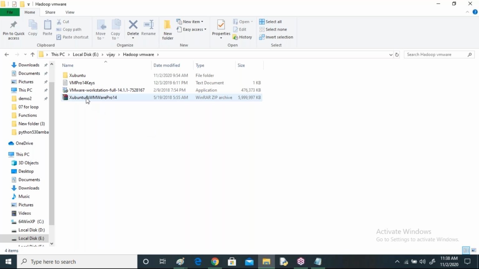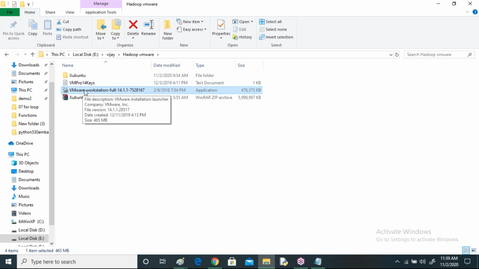Here I'm going to forward you this rar file and these keys, the VMware Pro keys. It will be about 5.5 GB in size, so you can download it. If you don't have unlimited net, you can download it by other means. Extract it first. If you extract this rar file, you will get two things: VMware Workstation and this Xubuntu.